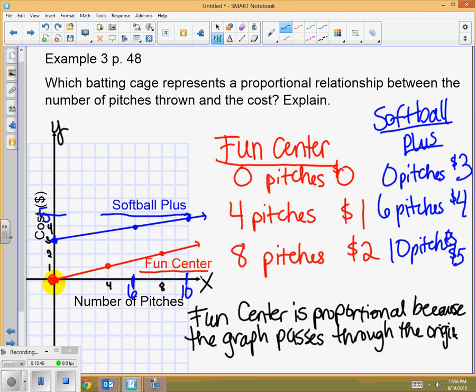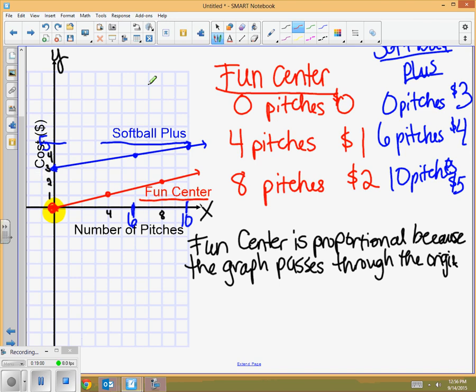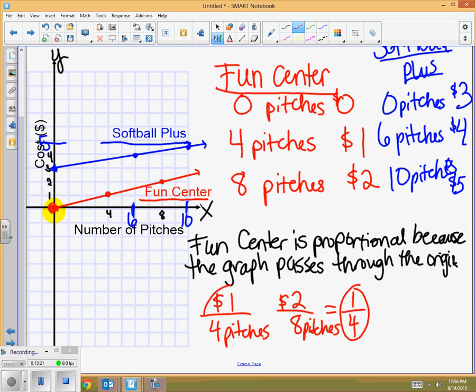Now, we can also double check our thinking by looking at the proportion. For $1, you get 4 pitches. Let me show that below here. Okay, so for $1, you can get 4 pitches. For $2, you can get 8 pitches. Since 2 over 8 can be reduced to 1/4, you will see that it is the same relationship as the first one, so therefore it is proportional.